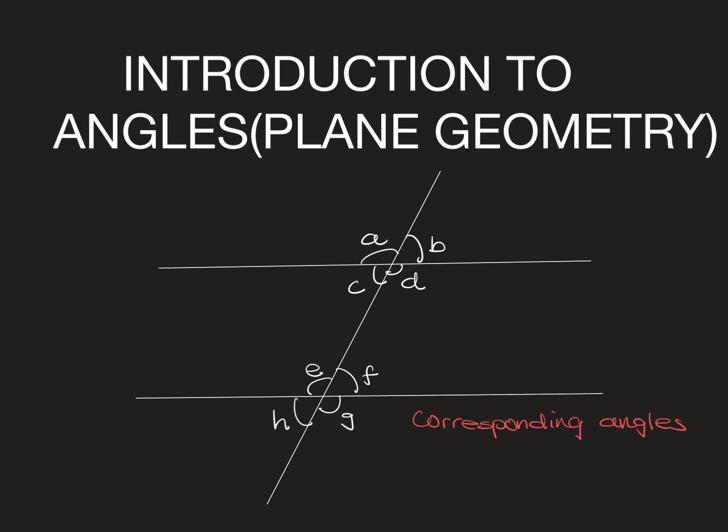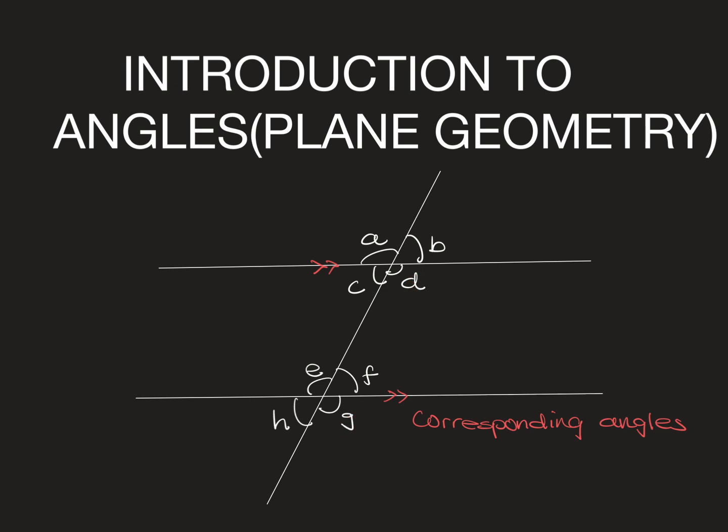So the same thing, C and H are also corresponding because they are on the same side of the transversal but below the two parallel lines. Okay, so remember, these are the two parallel lines we're talking about. In the same vein, D and G are also corresponding.